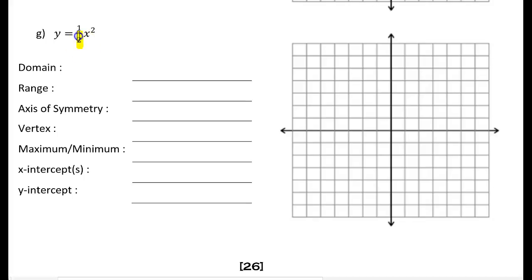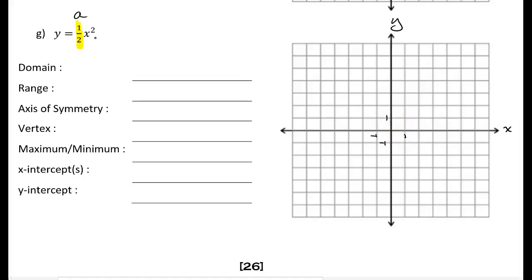Moving on to example G. We're still dealing with a. It's still multiplying our x squared term. This time, though, it's between 0 and 1. So it is going to compress our graph. So again, start with our labeling of our scale.